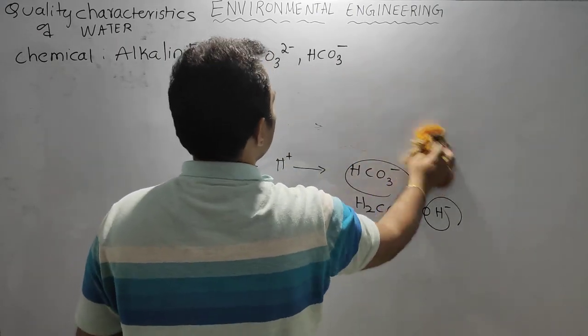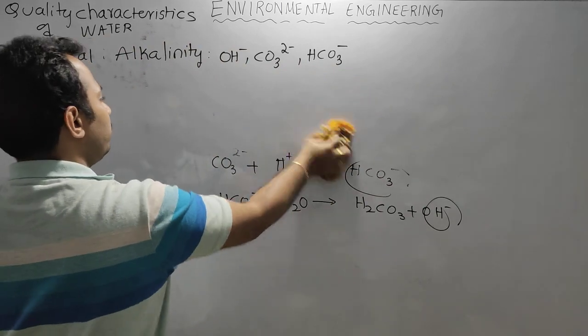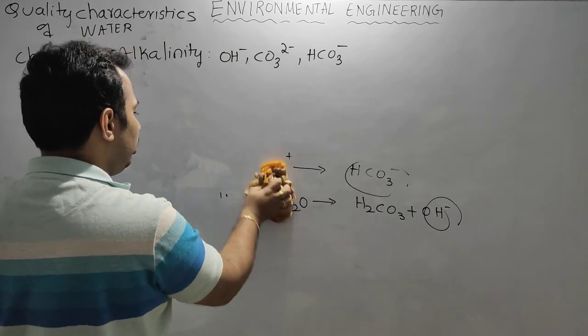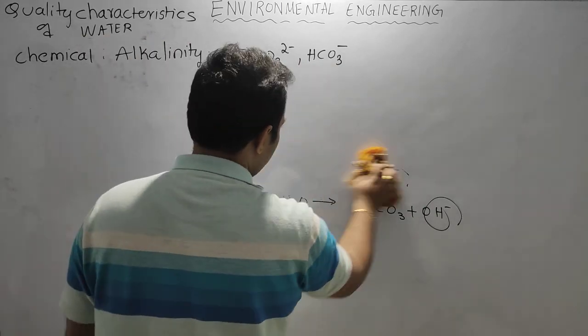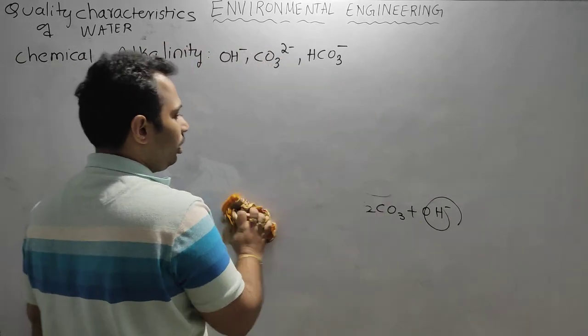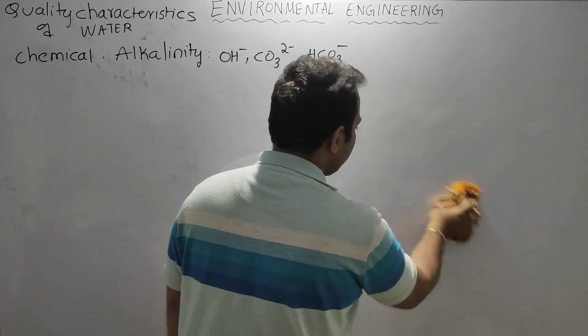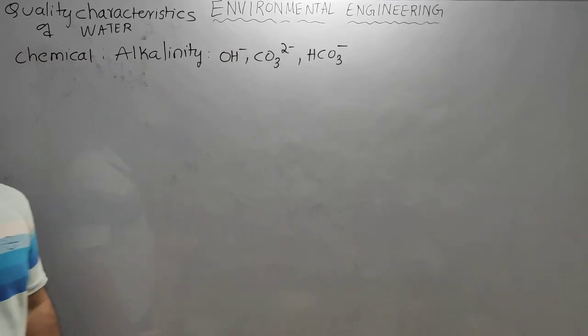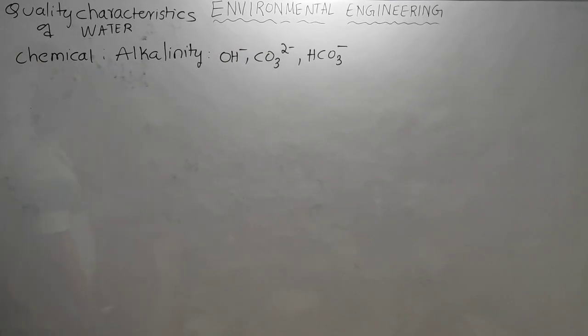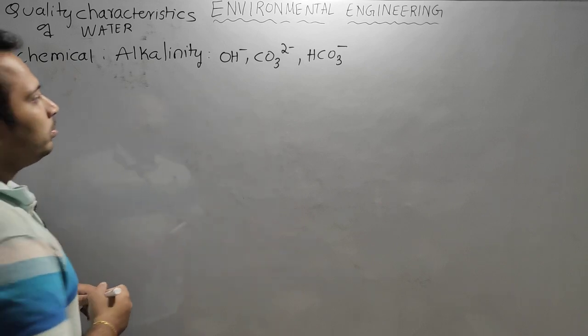Now how do we determine this alkalinity? Generally we determine alkalinity using the titration technique, the titrimetric procedure, using some kind of indicators. Here we generally use methyl orange and phenolphthalein. These are the indicators we use for alkalinity.